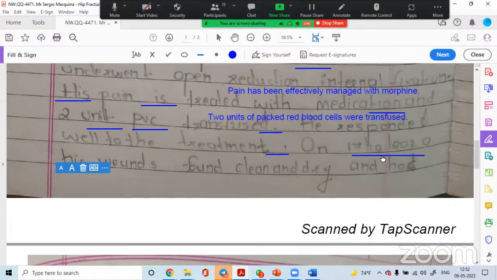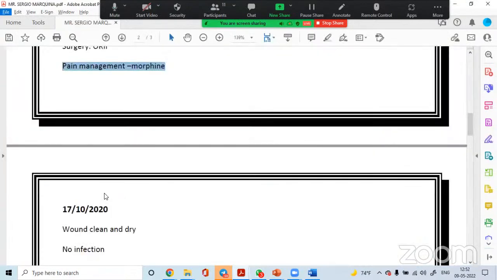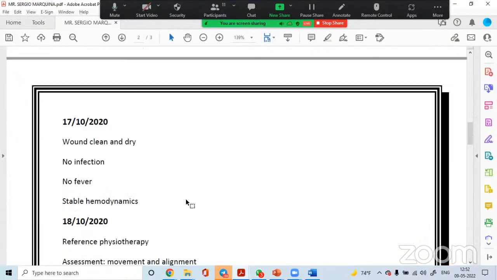So on 17/10/2020, his wounds were found dry and clean. Okay, let us see that once again. Clean and dry wound site and stable hemodynamics have been noticed. So like this you can write.